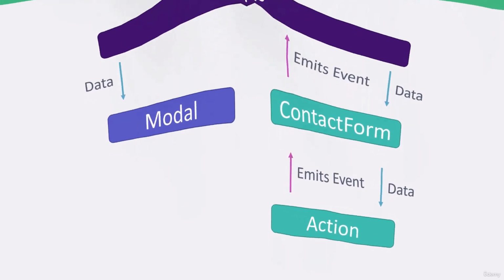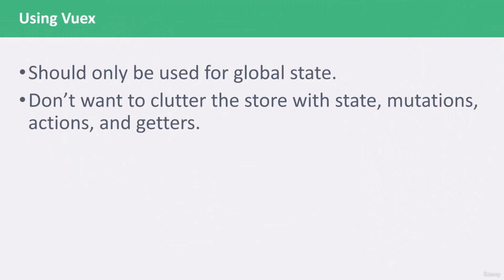One solution to this problem is to use Vuex. It works great because we don't have to worry about communication between components. However, it should only be used for global state. If we add state to the store, we'll probably need to add actions, getters, and mutations as well. This can clutter the application store.